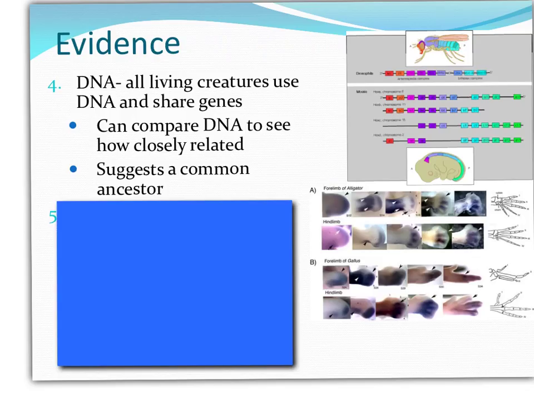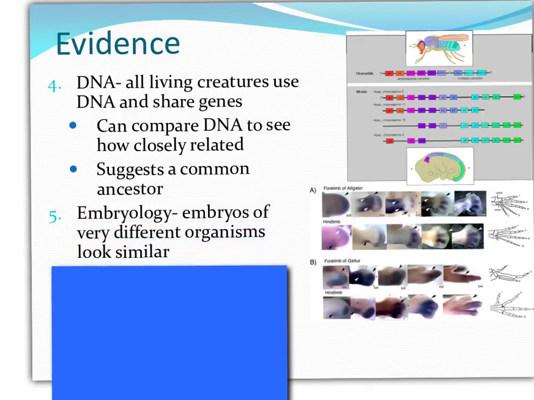Another commonly cited source of evidence for evolution, or at least the connection of different animals, is DNA, mostly because all living creatures use DNA, and sometimes they can even share genes. There have been studies where you take some genes from one organism and put them in another organism, and they function just as well. They do the exact same job, even though they're in a different organism. So not only do all organisms have DNA, but some of the genes are identical, or at least very similar. This really suggests that we had one common ancestor from which all DNA and genes have been inherited. And then you can use that to compare strands of DNA to see how closely related organisms are. If there's more DNA in common, chances are they're more closely related.